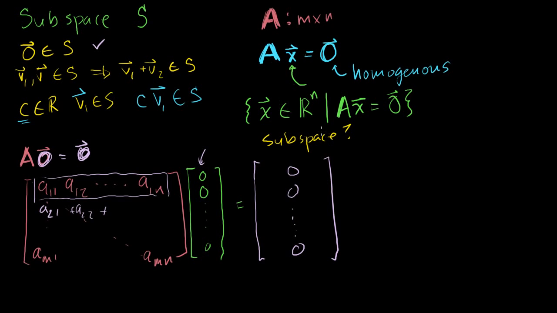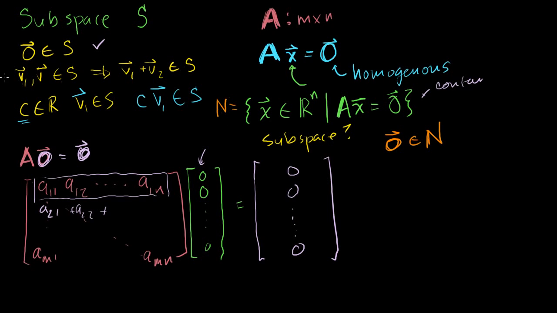The 0 vector is a member of this set. So let me define my set here. Let me define it n. And I'll tell you in a second why I'm calling it n. So we now know that the 0 vector is a member of my set n.